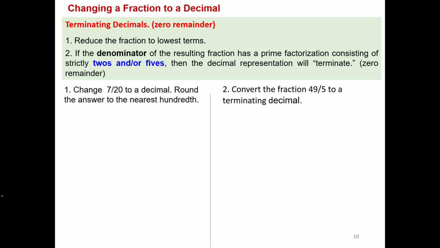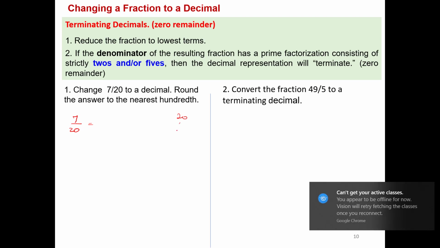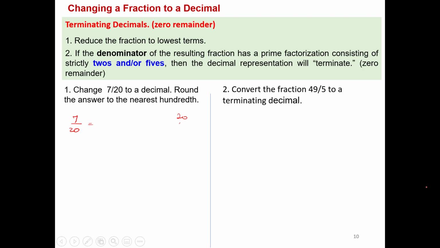We want to divide 7 divided by 20. Then we want to check the prime factorization of the denominator. Here we have 20, which is 2 times 10, and 10 is 2 times 5. The prime factorization consists only of 2's and 5's.